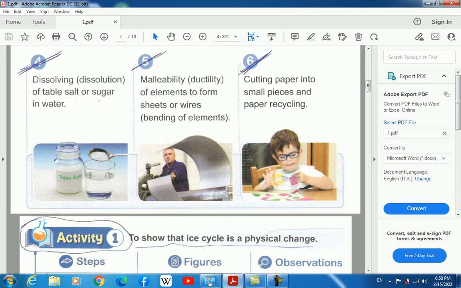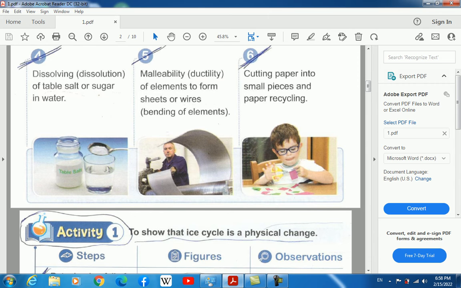Four, dissolving or the dissolution of table salt or sugar in water. They don't disappear, they have not vanished, they are just disappearing in the water, but they are there. Five, malleability or the ductility of elements to form sheets or wires. Bending of elements. Six, cutting paper into small pieces and paper recycling, and of course we mentioned that earlier.